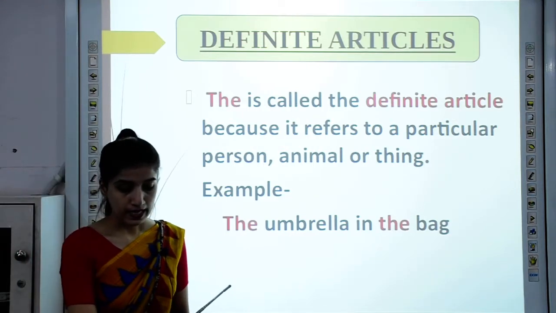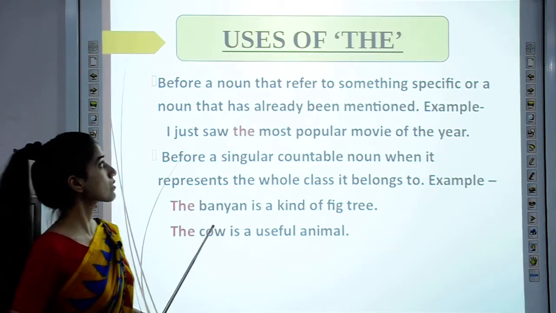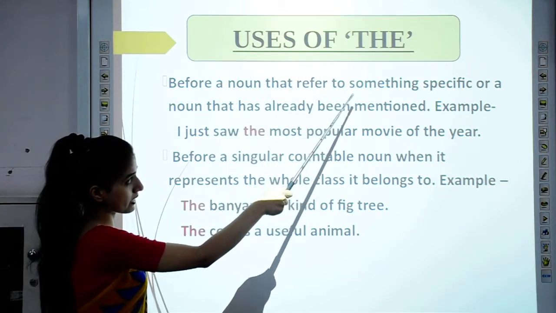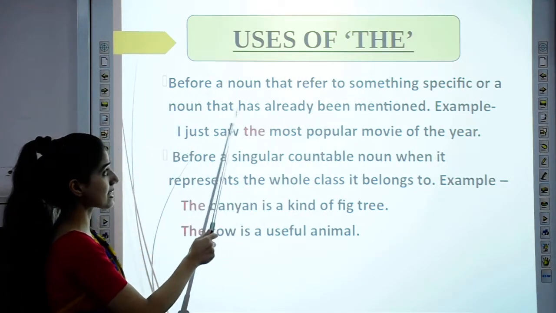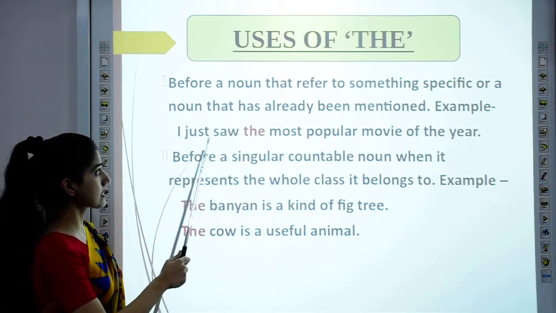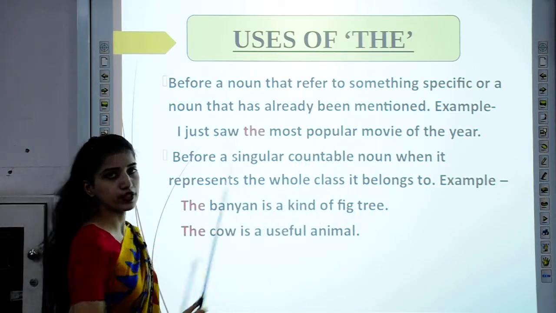So now let us see its uses, where the is used. The is used before a noun that refers to something specific or a noun that has already been mentioned. So you can see in this example, I just saw the most popular movie of the year.